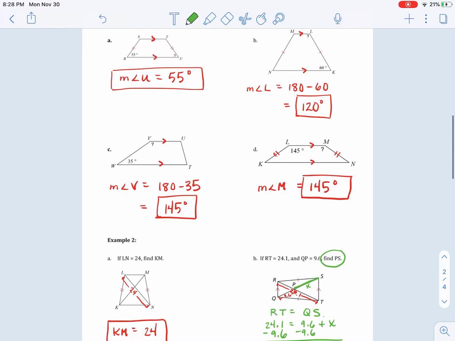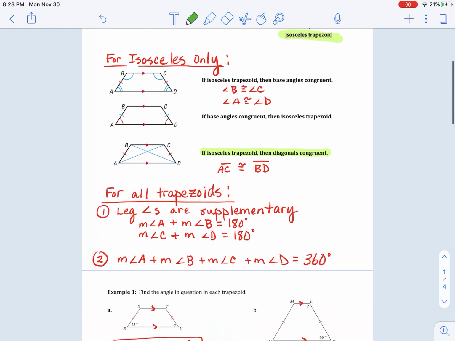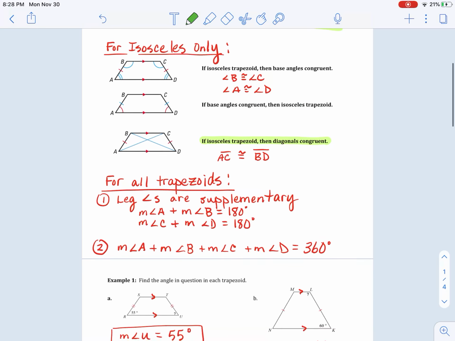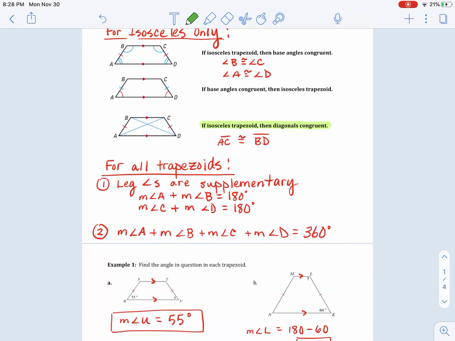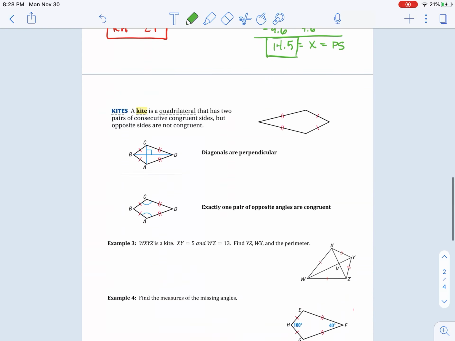Okay, so that's everything about trapezoids. We know if it's isosceles, our base angles are congruent and our diagonals are congruent. But if it's not isosceles, any kind of trapezoid, we can say the leg angles are supplementary and that all the angles add to 360. So let's move on to kites.